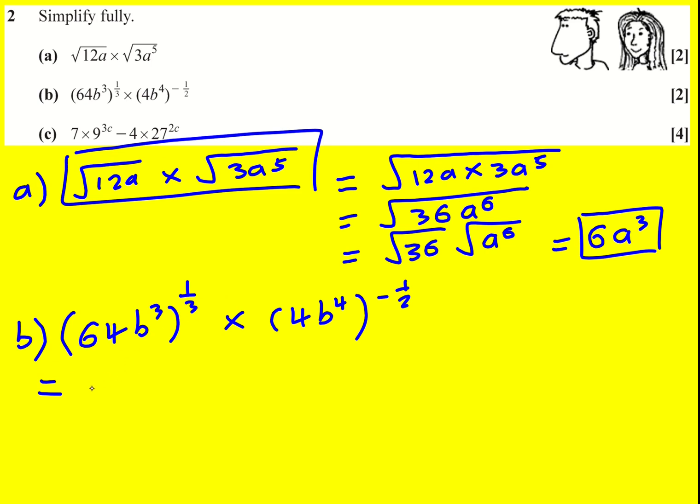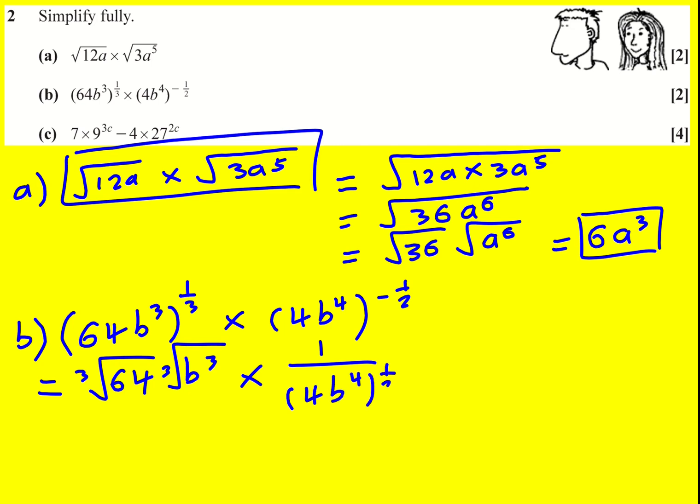Remember, raising to the power of a third is the cube root, so it's going to be the cube root of 64 times the cube root of b cubed. And then over here, it's going to be 1 over 4b to the 4 to the half. I'm going to do this in stages.